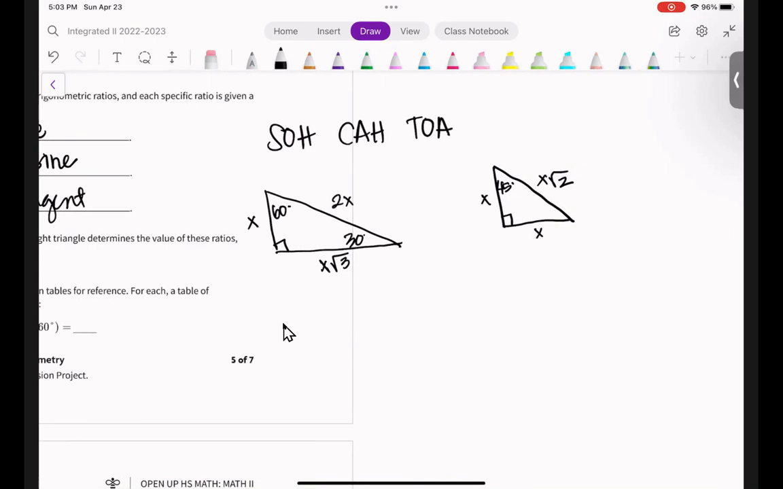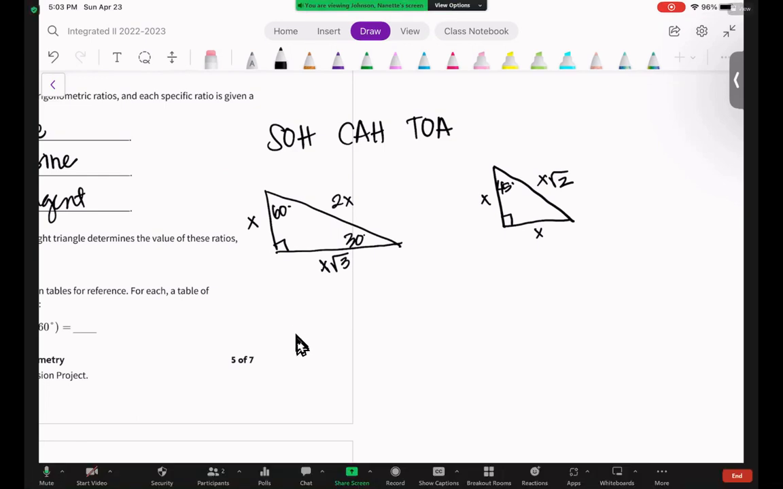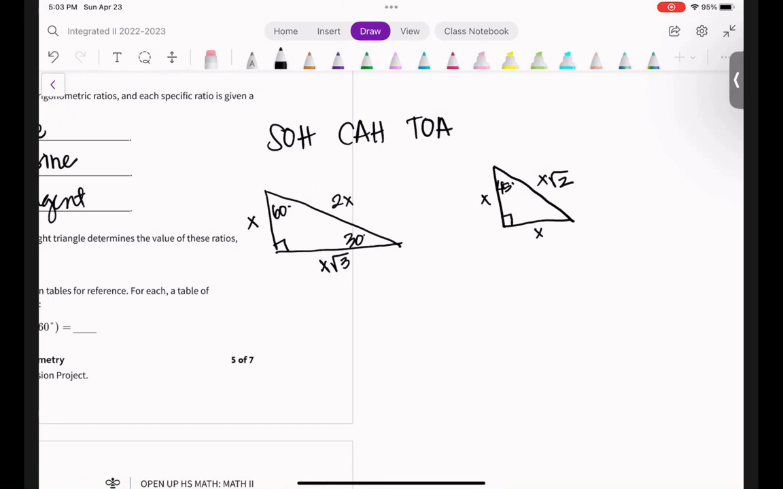So these are so important that I will link another video that I just did for my Integrated 3 students. Again, the more you understand this, the easier Integrated 3 is going to be, especially in the chapters that they're going over right now.